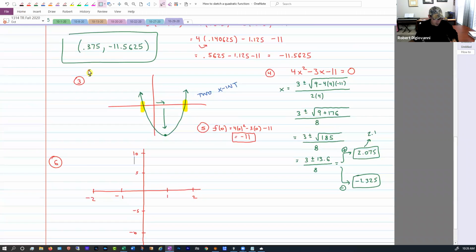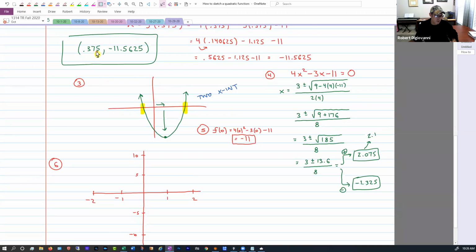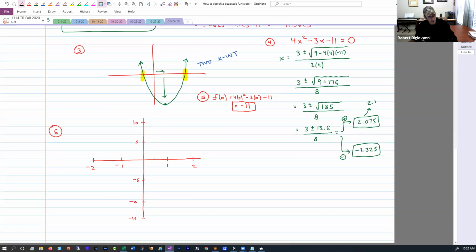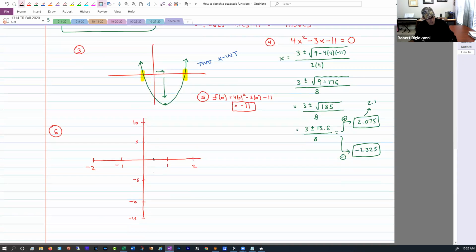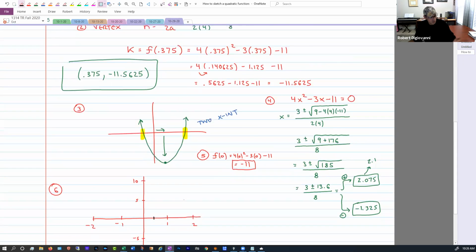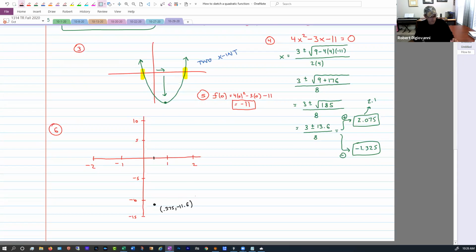So let's start off with the vertex. 0.375 is a little bit less than half, like 0.5. It's not quite 0.5. 0.5 is half. So I'm going to be somewhere around here, right there. Now that's not a point. I still need to go down 11.56. So I'm going to go down 11.56 right there. I'm going to just slap it there and I'm going to label it 0.375, negative 11.6 about. So there's my vertex.